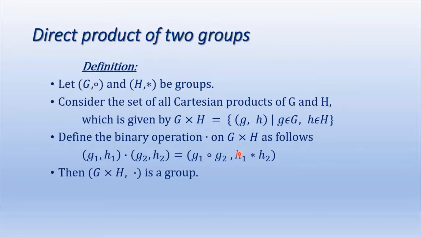Then G cross H, dot is a group. We shall prove that in a theorem. So this G cross H, dot is called the direct product of G and H.